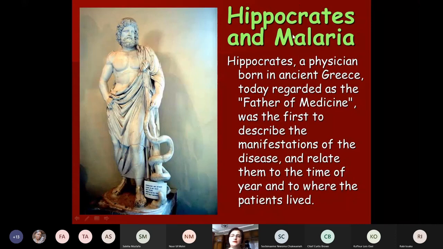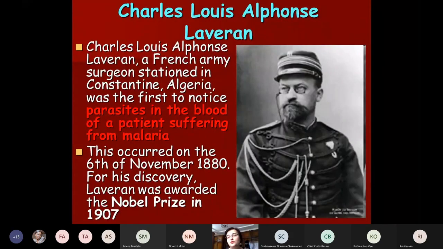Sure, Hippocrates, the father of medicine, was the first to describe the manifestation of the disease and relate them to the time of year and to where the patient lived. And already scientific approaches in malaria.